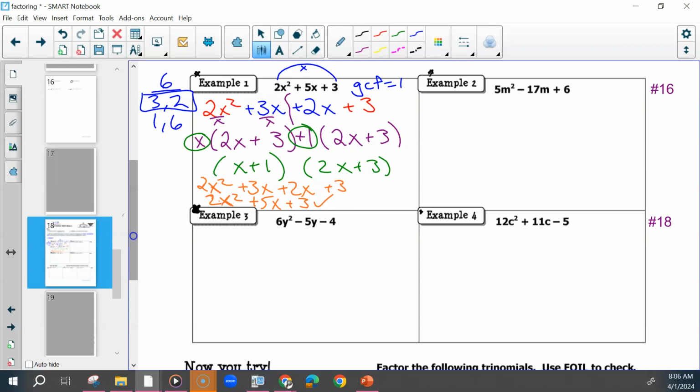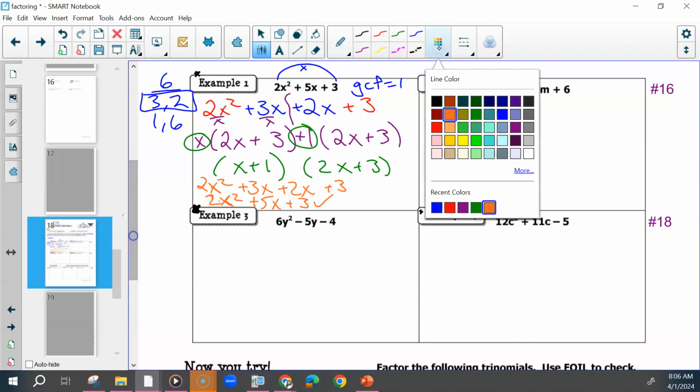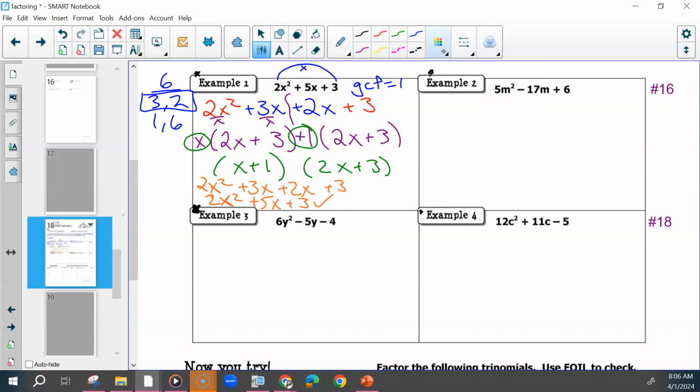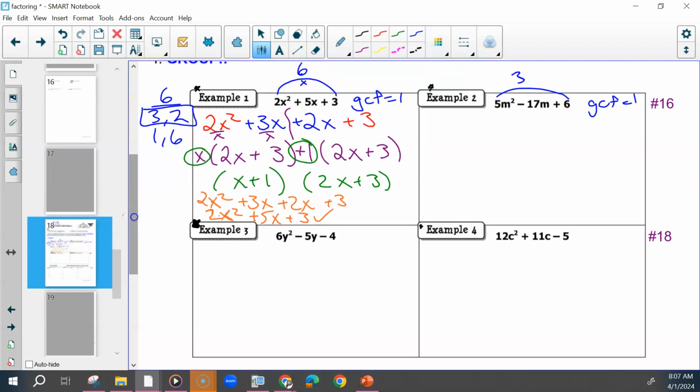Okay, let's try example 2. Is there a GCF? No, other than 1, I'm just going to put that off to the side. So then multiply the first number and the last to get 30, okay? And then we're looking for 2 numbers that multiply to be 30, but add or subtract to be negative 17.